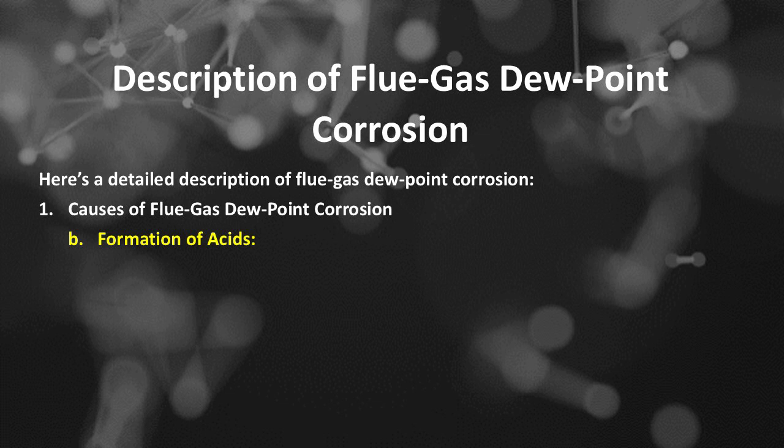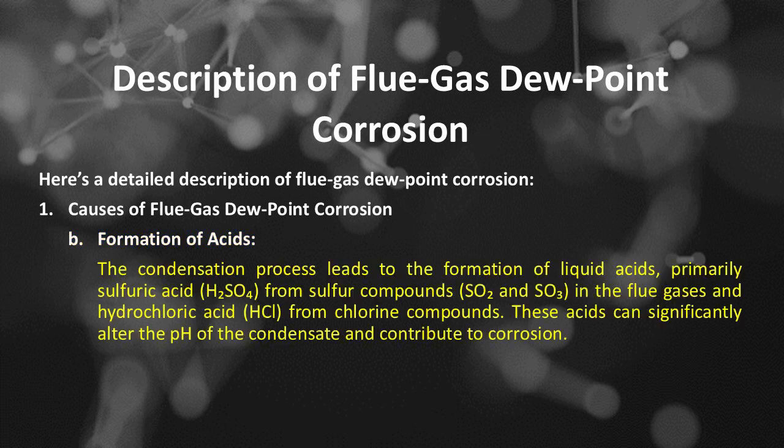B, of causes of flue-gas dew-point corrosion is formation of acids. The condensation process leads to the formation of liquid acids, primarily sulfuric acid, H2SO4, from sulfur compounds, SO2 and SO3, in the flue gases and hydrochloric acid, HCl, from chlorine compounds. These acids can significantly alter the pH of the condensate and contribute to corrosion.